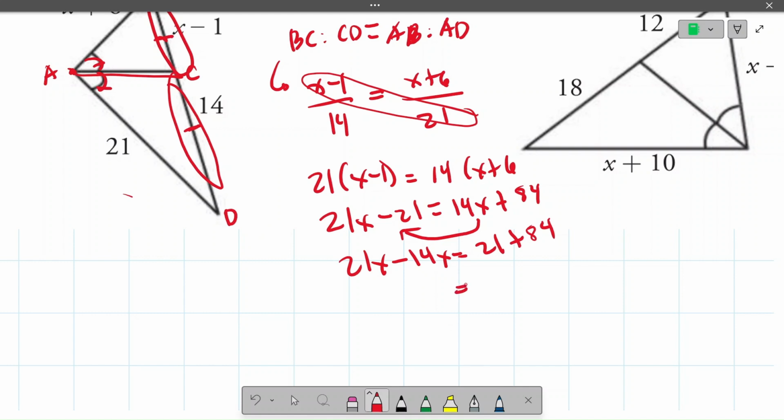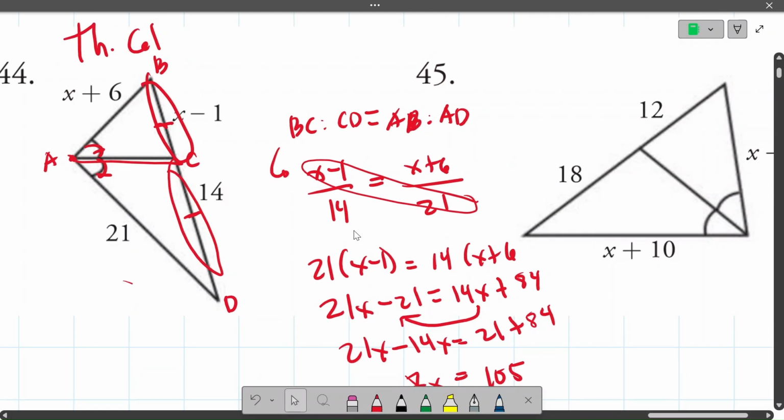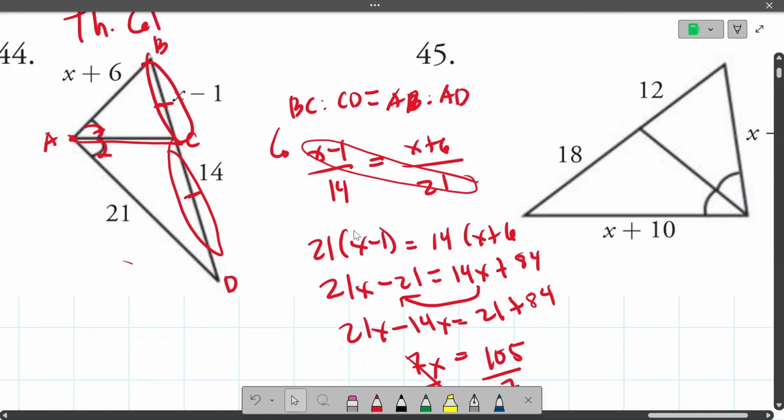Ayan. Now, what's next? 21 minus 14 lang pala. That is 7x. How about this one? 21 plus 84. That is 105. Now, to eliminate 7 alongside with x, we divide both sides by 7. So x becomes 15. Boom. That's it. So we got x as 15.